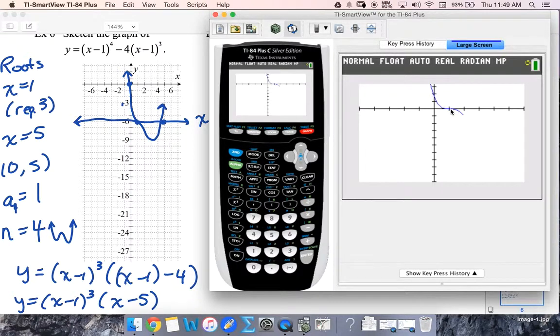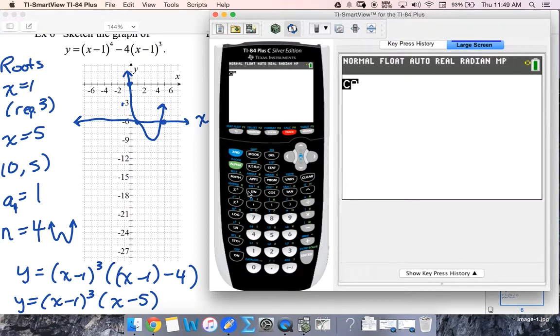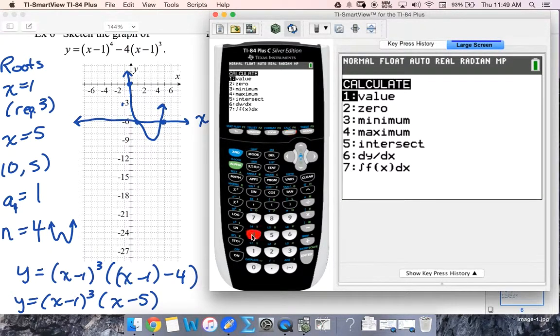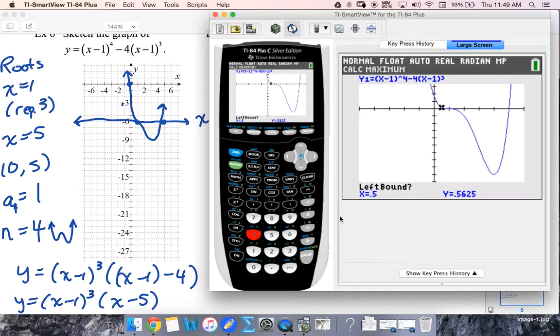Okay, so we should come through. There's our cubic looking part, and that's why we went down so low there. Our minimum is really far down. So let's find our minimum. So the left side of my minimum is about 3. On the right side, certainly 5 is on the right. So my guess is that it's about 4.